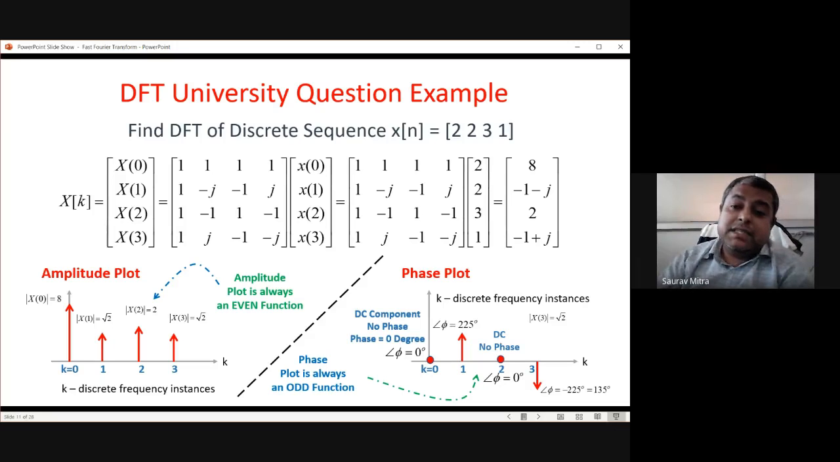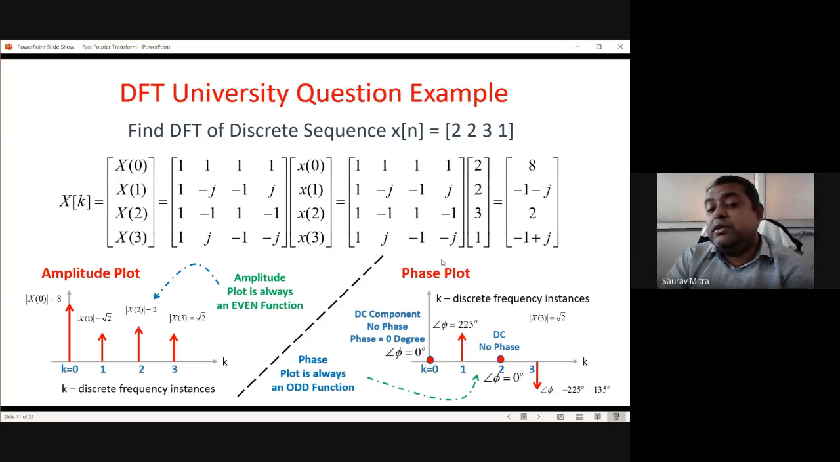Because -1 - j is something which is falling in the third quadrant. So -1 - j means you have to come to the left by 1 unit, and then you have to come below. So -1 means left and below. -1 plus j means left and up. So -1 plus j is a second quadrant thing, and -1 - j is a third quadrant thing.